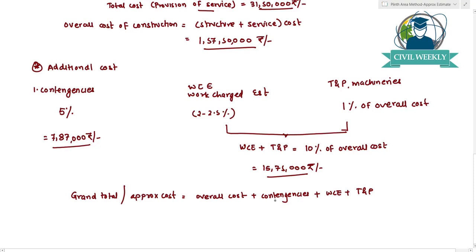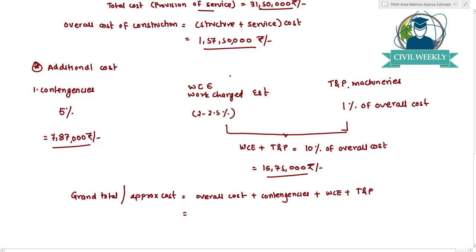Then contingencies are some incidental charges. Work charge establishment is for the supervision of a particular project, or technical supervision work. For that, the work charge establishment is required. And for tools and plants and machineries, as every project will require some type of machinery, this cost will look after that particular aspect of a project. So approximate cost will be the summation of all these things.